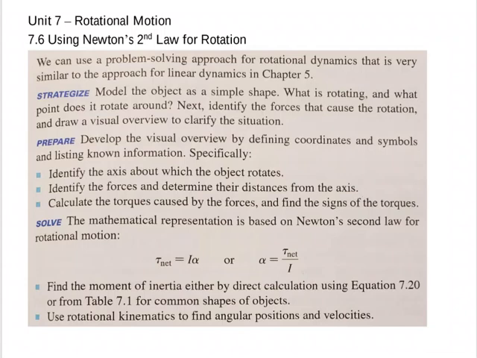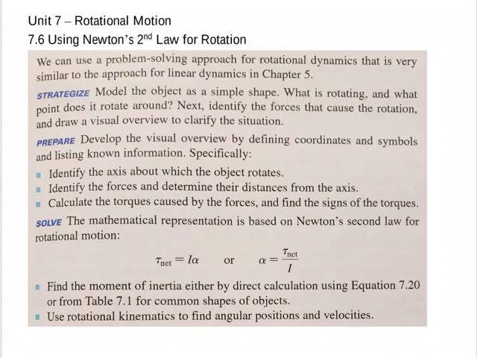So model that object as a simple shape and figure out what is rotating and what point it rotates around. So what is your axis of rotation? Identify the forces that cause the rotation and draw a visual overview to clarify whatever it is that you're looking at. Then develop the visual overview by defining coordinates, symbols, listing whatever it is that you know, whatever you don't know. Identify your axis about which the object rotates, so your axis of rotation again. Identify forces and determine their distances from the axis.